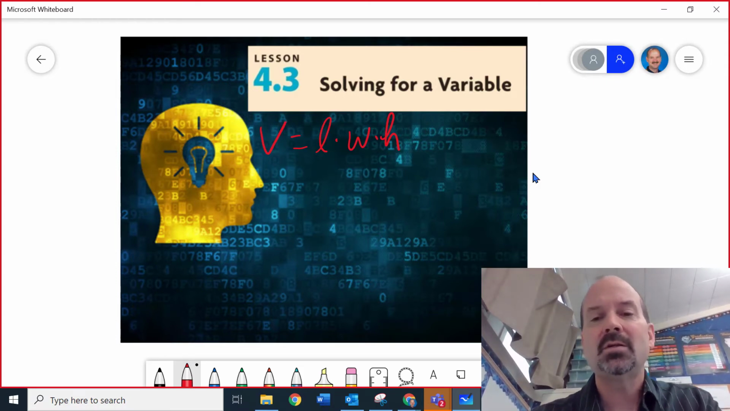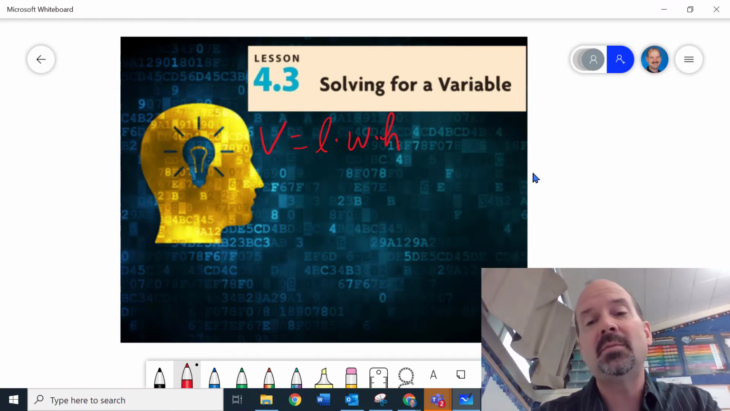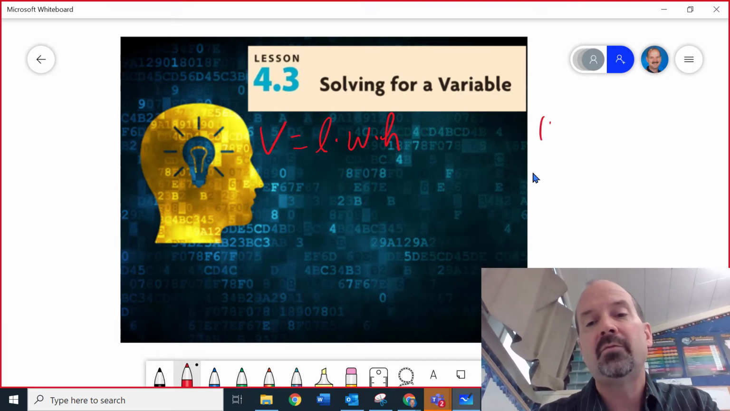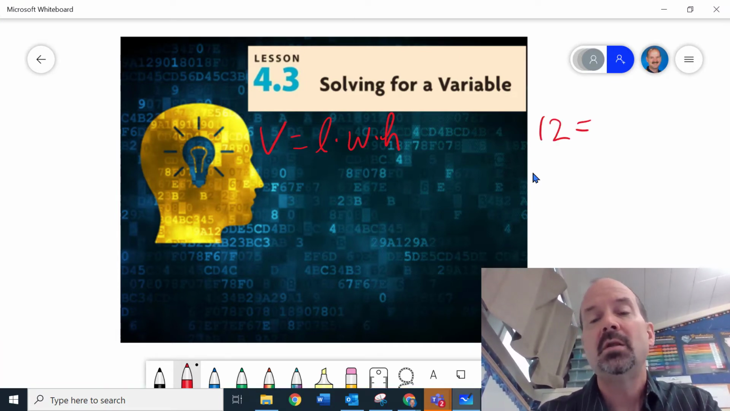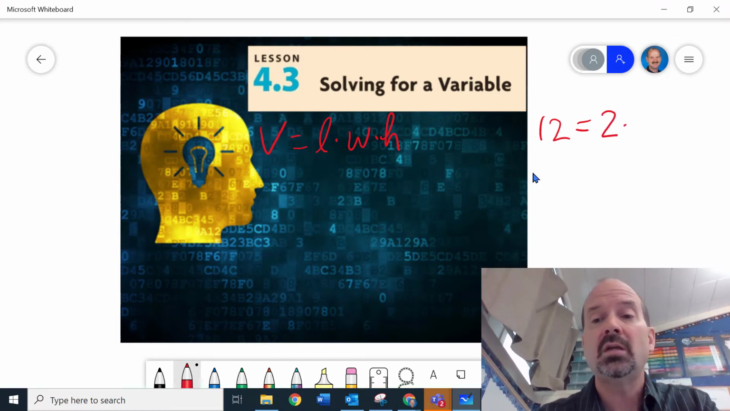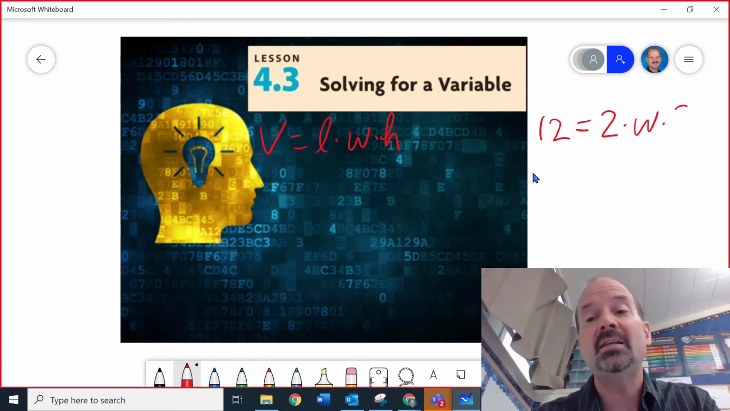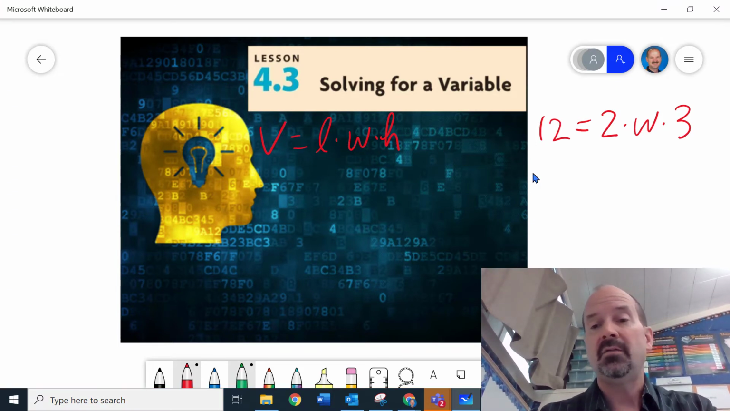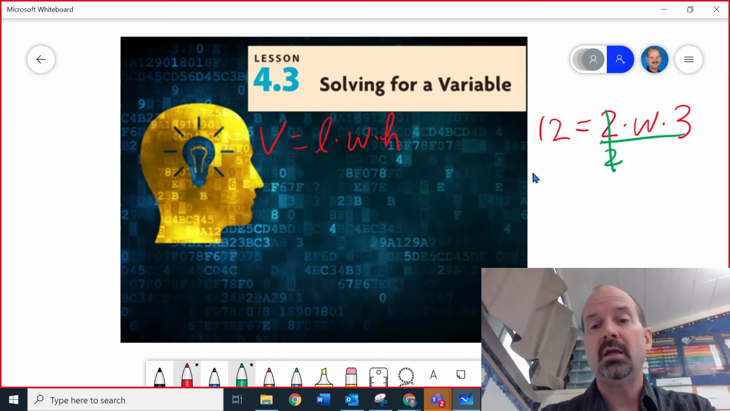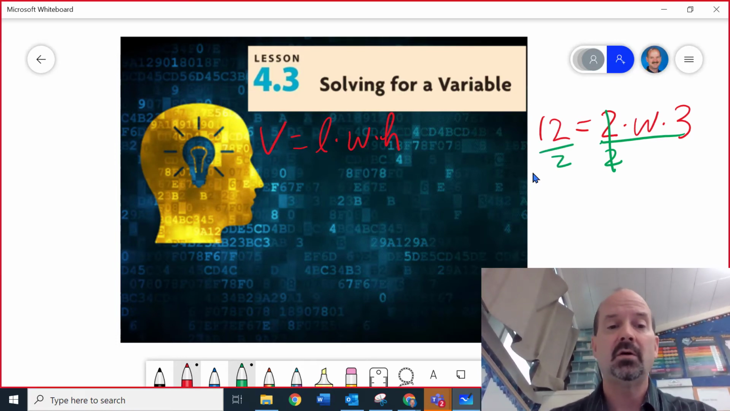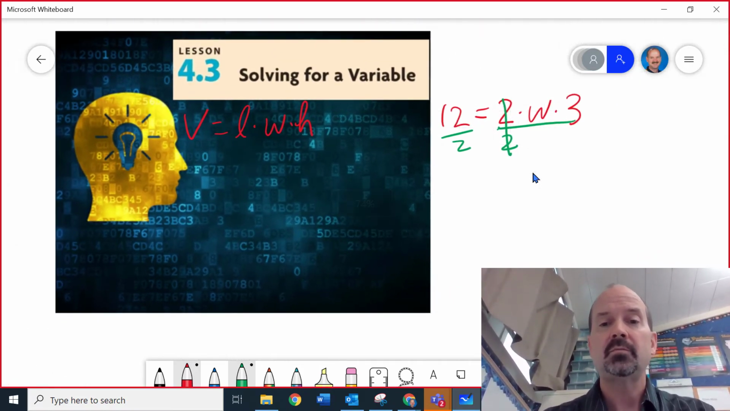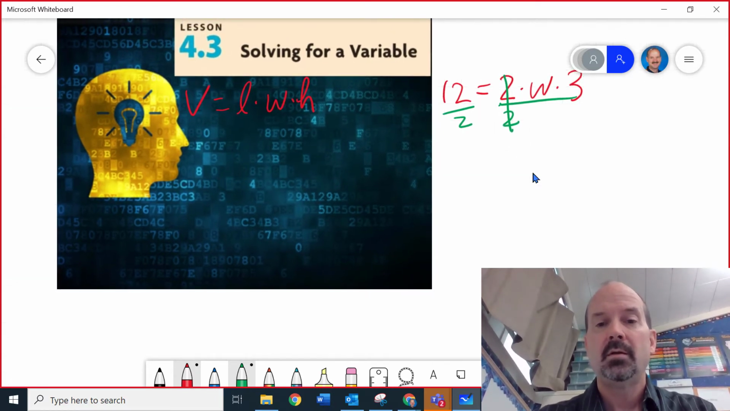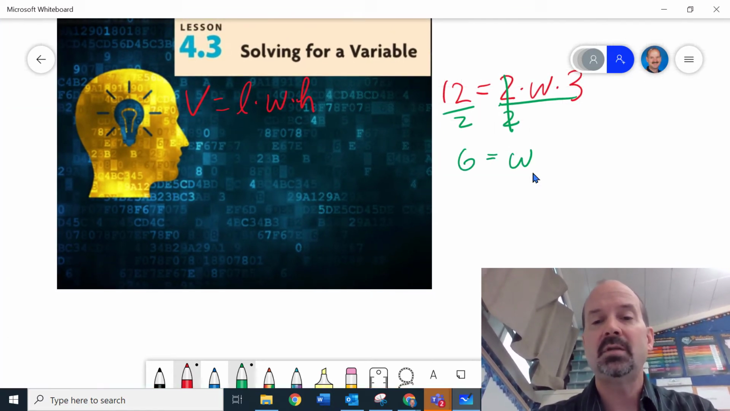All right. So, like, maybe you found the volume of something and you know the volume is 12. And 12 equals, the length is 2 times the width. You don't know what the width is, but the height is 3. So could you figure out what the width is? Yes, you could solve that. And so how would you solve it? You would divide by 2, and these cancel. And 12 divided by 2 is 6. So 6 equals W times 3.